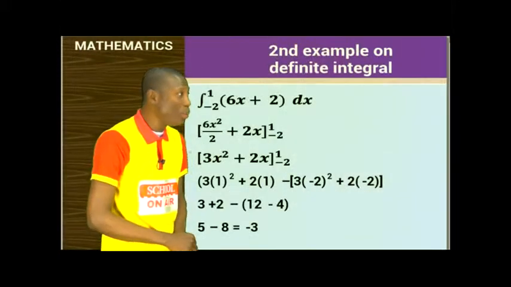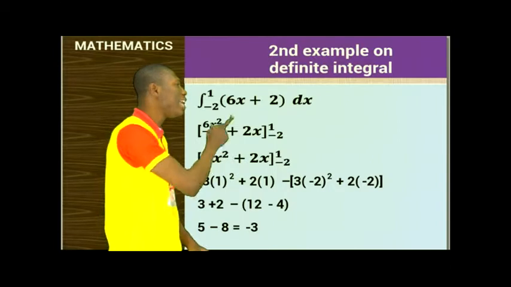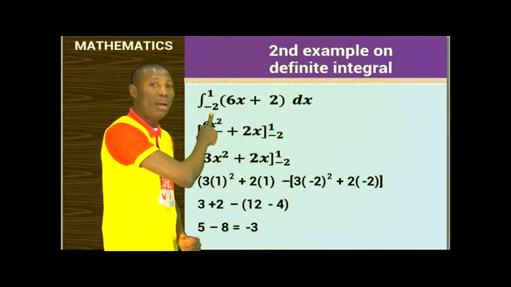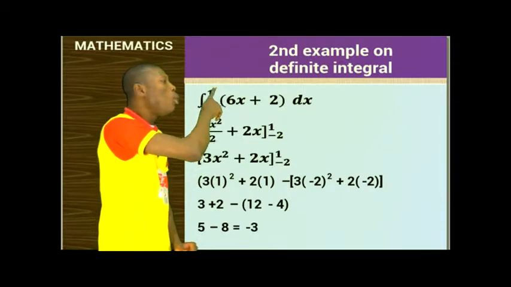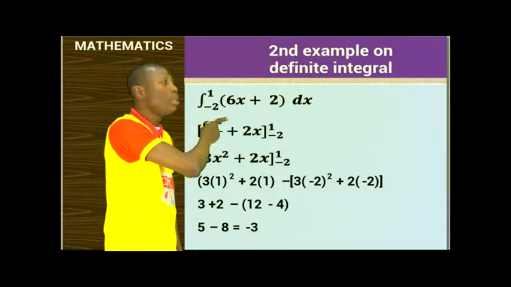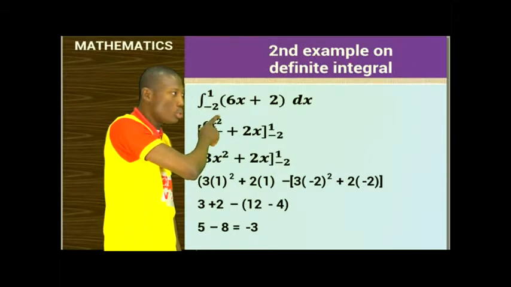Now this is another example of a definite integral. Here I have 1 and minus 2. And I want to say something here. Anytime you are dealing with a definite integral, what you have up here must be greater than what you have down here. It's not going to have minus 2 and 1 here. Now we have 1 and minus 2 here.